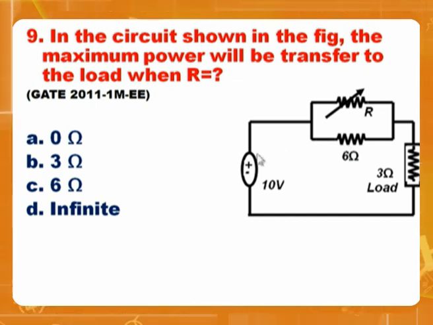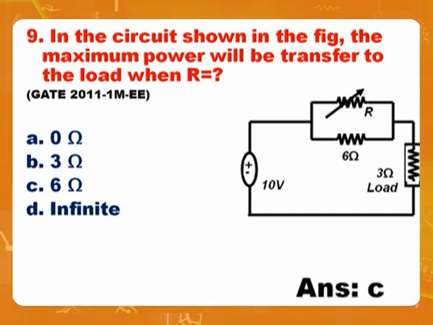Can you tell me one thing? As we have been following for a voltage source, you have to short circuit this voltage. Okay, good. When you short this voltage, these two are in parallel. So I am going to tell you very simply, R into 6 by R plus 6 is equal to 3. Why? Because the parallel combination of R and 6 should be equal to 3. That's my answer, C.